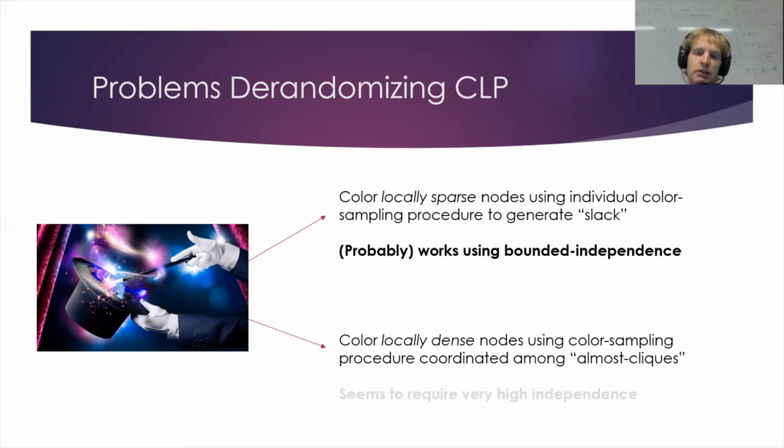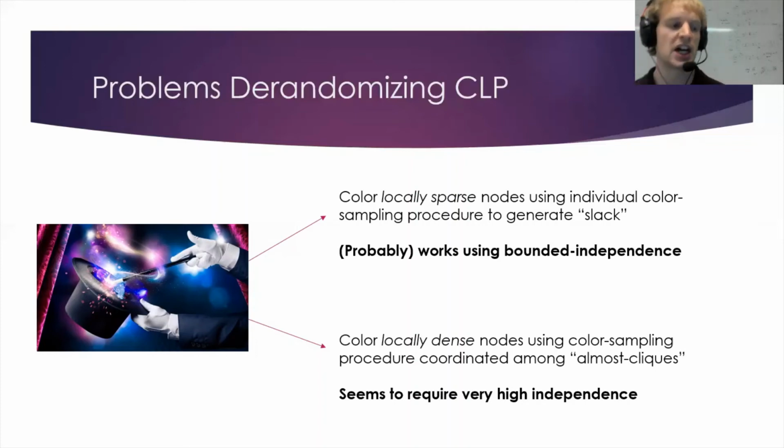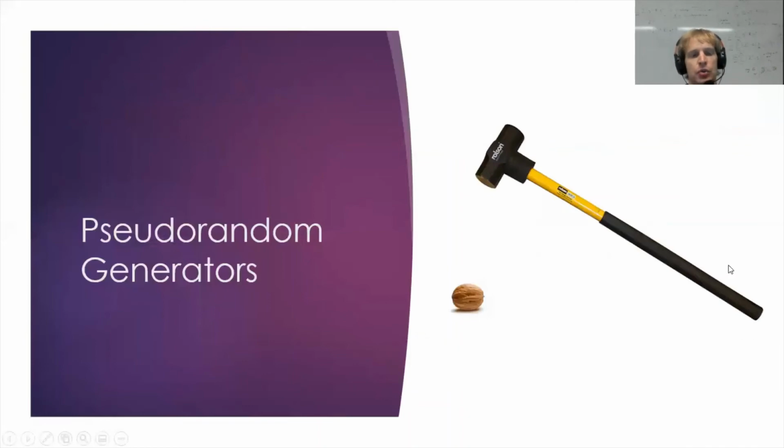But this dense coloring procedure seems to require very high independence. It doesn't seem like you should be able to use bounded independence for that because, kind of by design, you need your random choices to be very highly correlated with each other, coordinated with each other to avoid these clashes within almost cliques. You can't do that seemingly with only bounded independence. So we can't really use our tool of bounded independence hash functions here. Instead, we use a different tool. And the tool we're going to use is pseudorandom generators.